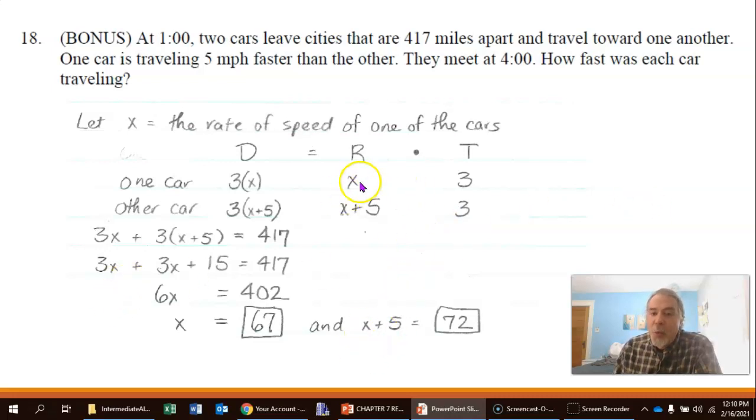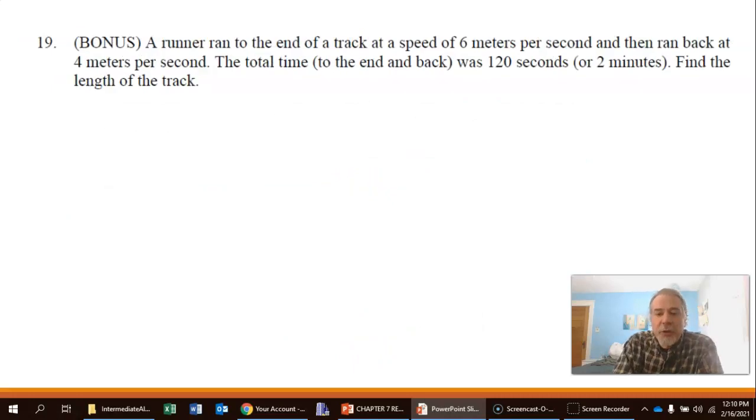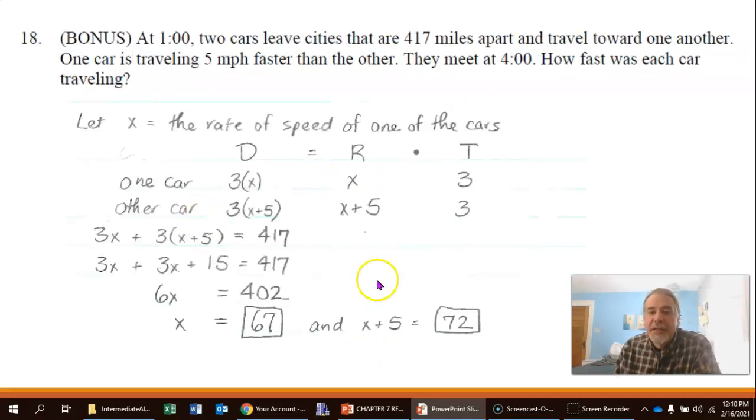And then that's one of the two speeds, 67 miles per hour, and the other one would be 67 plus 5, which would be 72 miles per hour. So I found how fast each car was traveling. One was 67 and the other was 72 miles per hour.